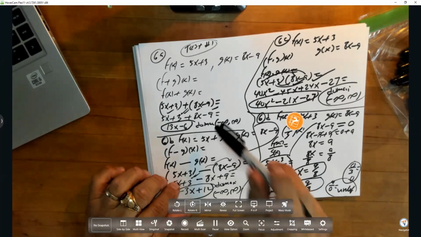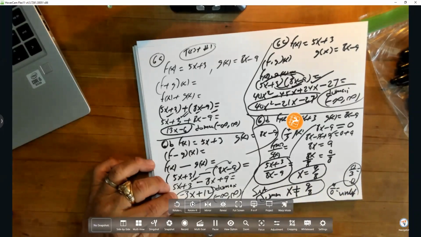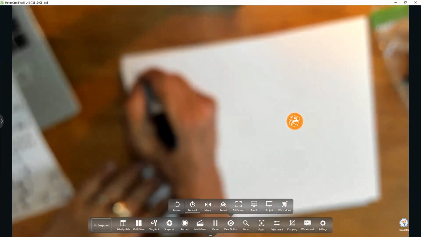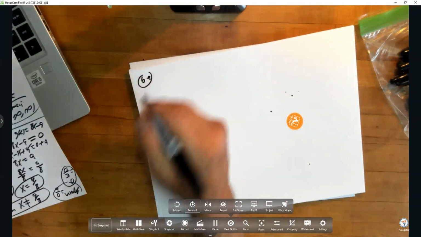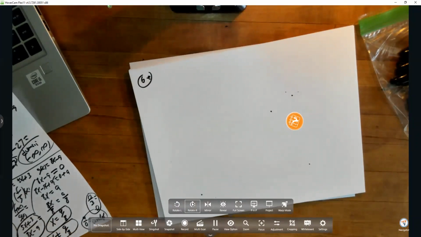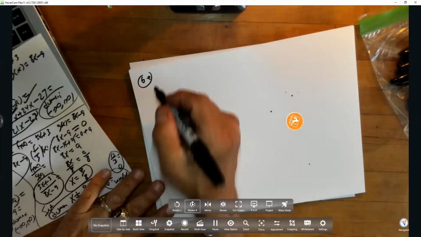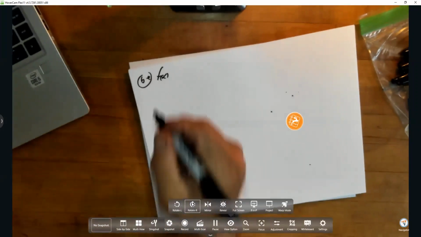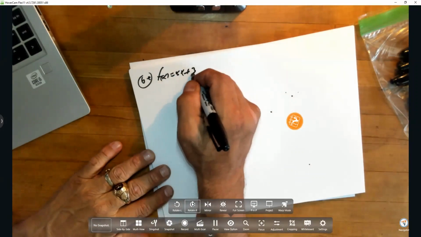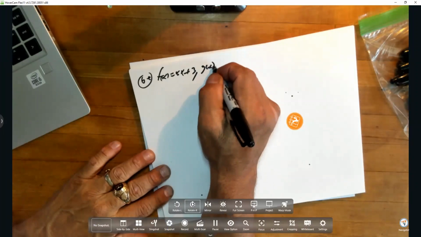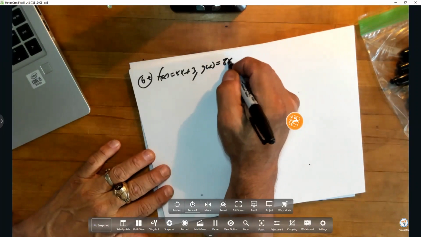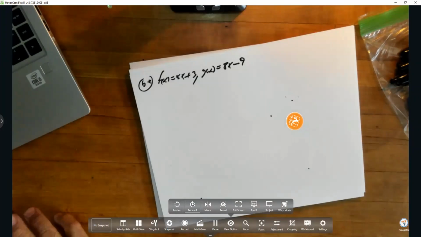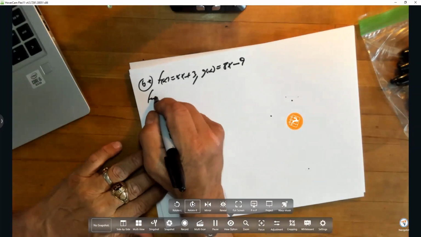So now we're going to use this. Well, A, B, C, D, E. E is next. 6 letter E. It says f of x is the same problem. It says 5x plus 3. And g of x is the same problem, 8x minus 9. Okay. So now, this one says f plus g of x.